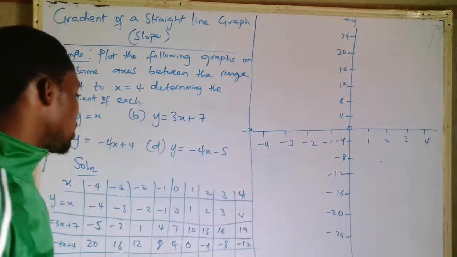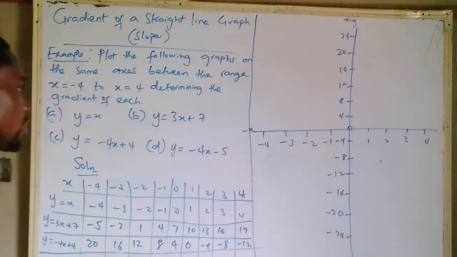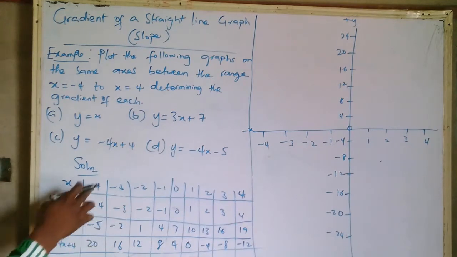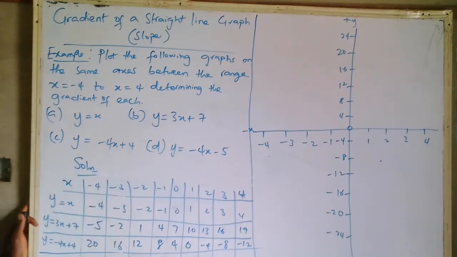Now this is a graph. Let's now plot each of them. For y equals x, I'm going to have all this. So let me plot everything again. Then we'll come back to the question.